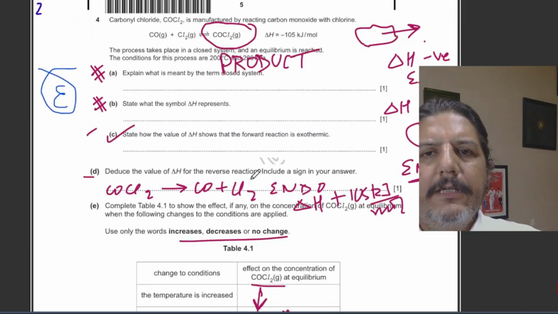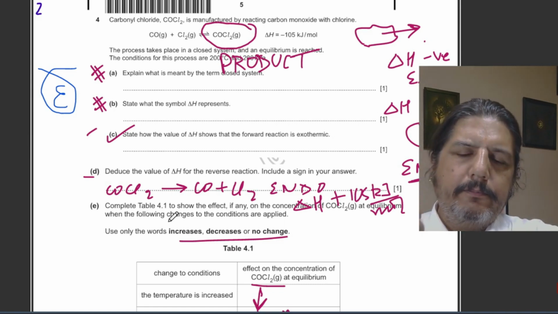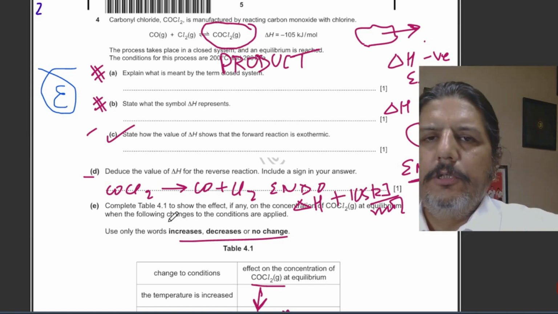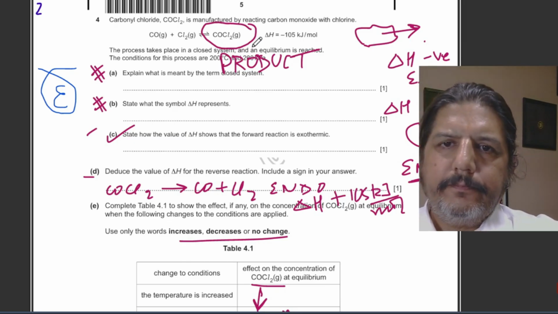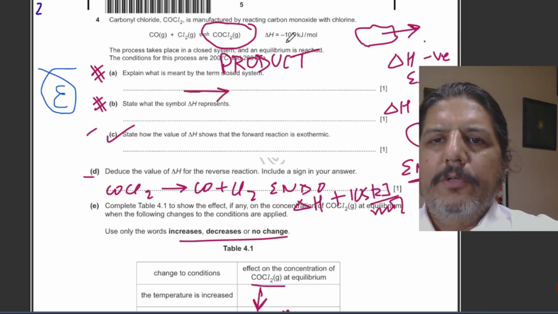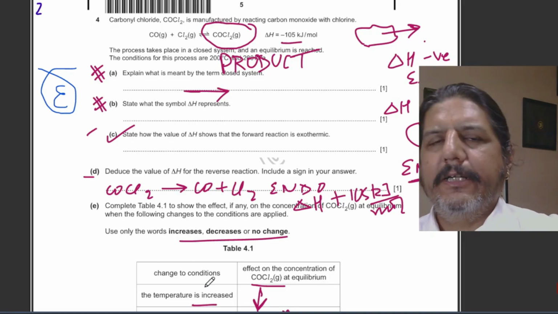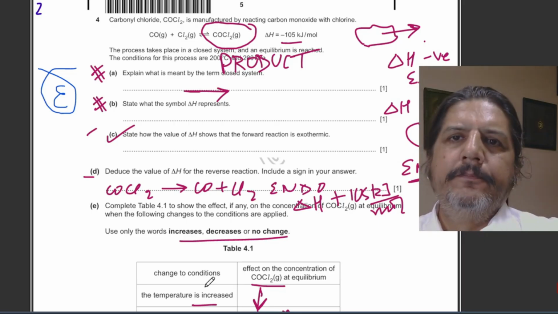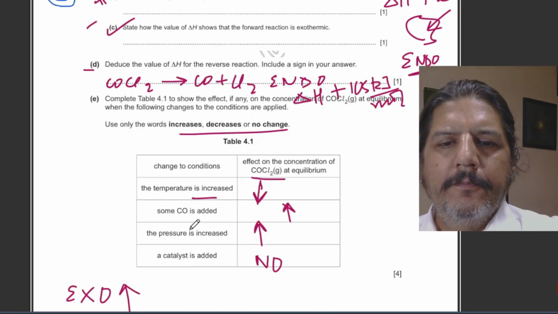Now if temperature is increased, the system will try to move in a direction where the concentration of COCl2 decreases. Why? In the forward reaction, due to it being exothermic, the temperature is increasing. Now, if you increase the temperature, as per Le Chatelier's principle, the system will shift in a direction where the temperature should decrease. The temperature would decrease in the reverse direction. So the concentration of COCl2 will decrease. Hope this is making sense.